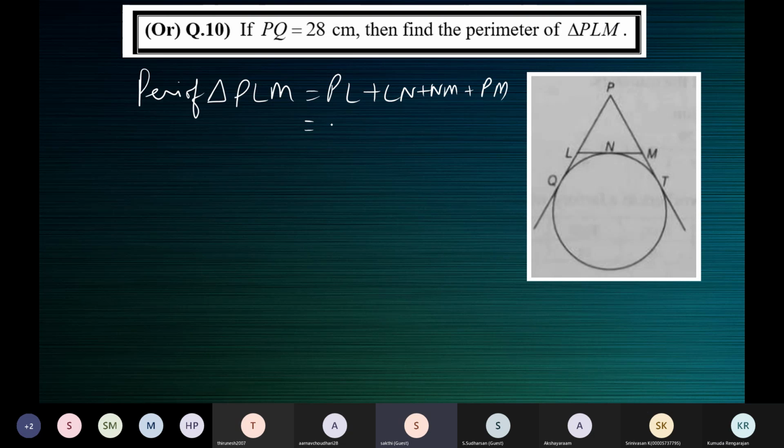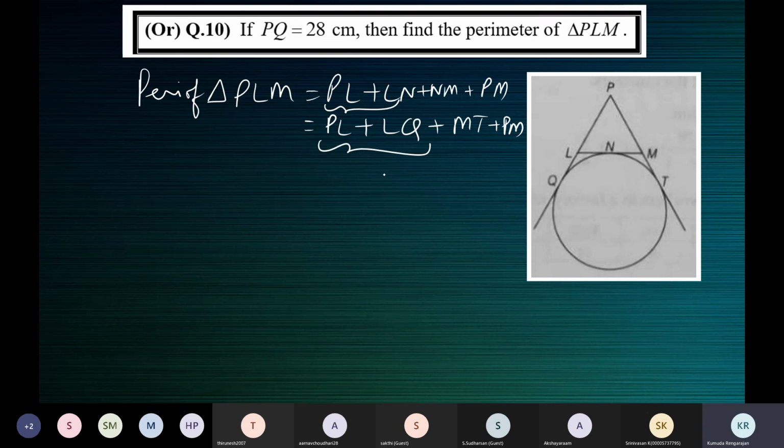Ma'am, we can group PL and LN. Very good. Now we should change PL plus what is LN? LQ, ma'am. What is NM? MT, ma'am. MT plus PM. Then group. What is PL plus LQ? PQ, ma'am. What is MT plus PM? PT, ma'am.